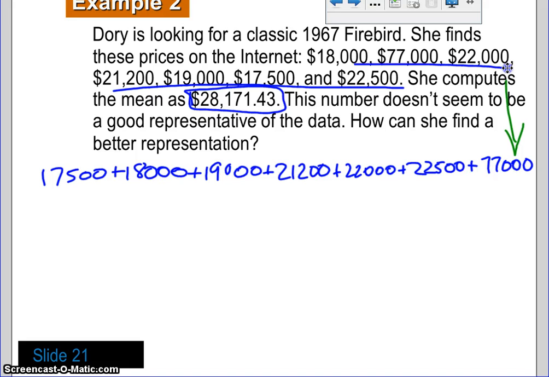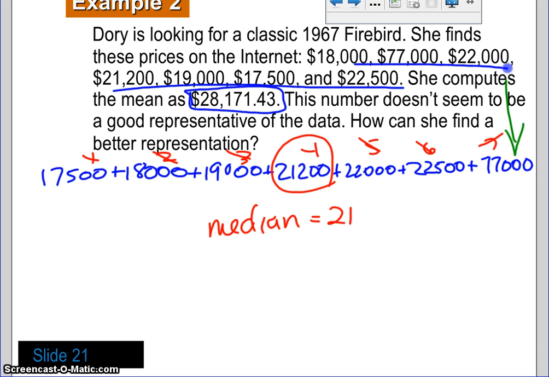So let's take a look at the median and see if it represents it any bit better. We've got 1, 2, 3, 4, 5, 6, 7 values. So crossing out from outward in, we find that the middle value, or the median, is $21,200. And if you look at that, it's right in the middle of most of the values. And so the median in this case is going to be a much better representation.